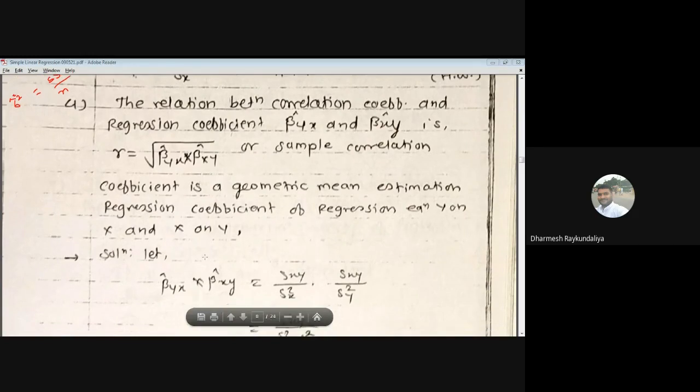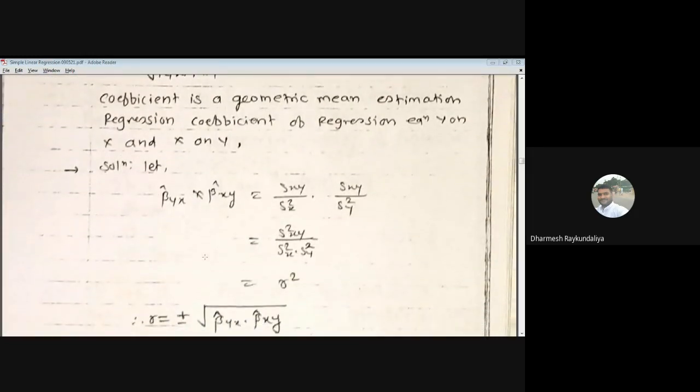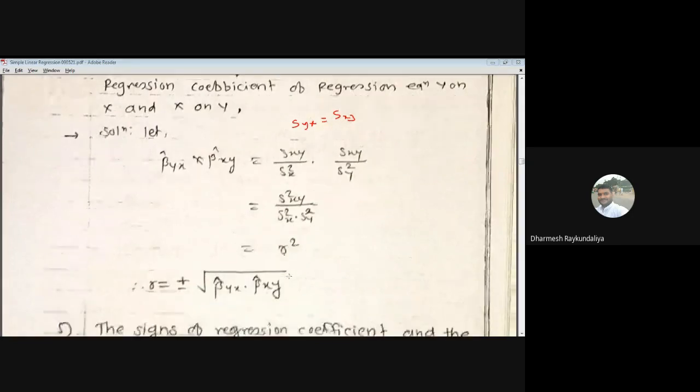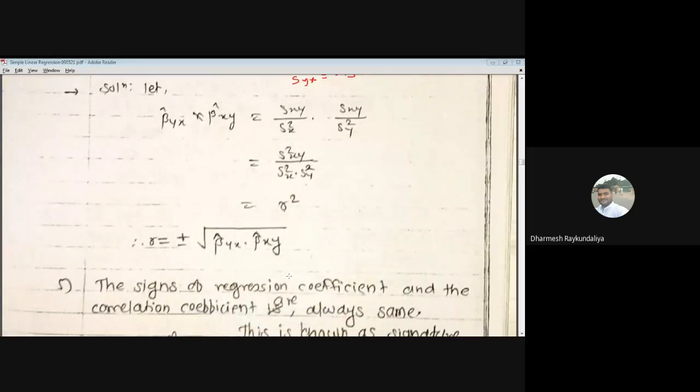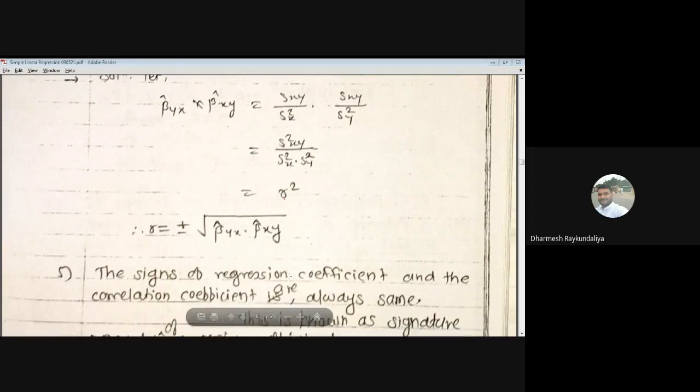You can prove it. I am giving it additionally because you have studied this in BSc, but I may ask it in an MCQ. So beta yx cap into beta xy cap. What is beta yx cap? It is Syx upon Sx square, and the other is Sxy upon Sy square. If Syx is equal to Sxy, both are the same, so there is no issue. Into this, so this is a square, and this is called r square. If you take the square root, r equals plus or minus the root of beta yx cap and beta xy cap.